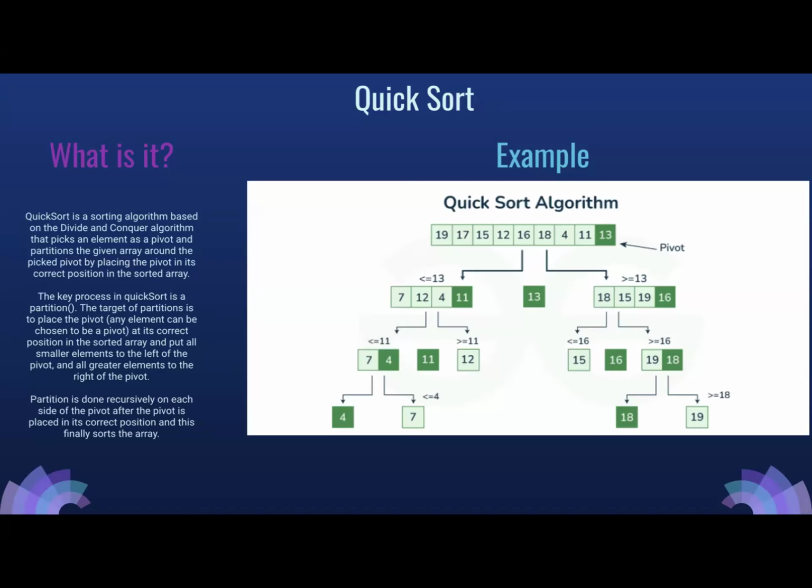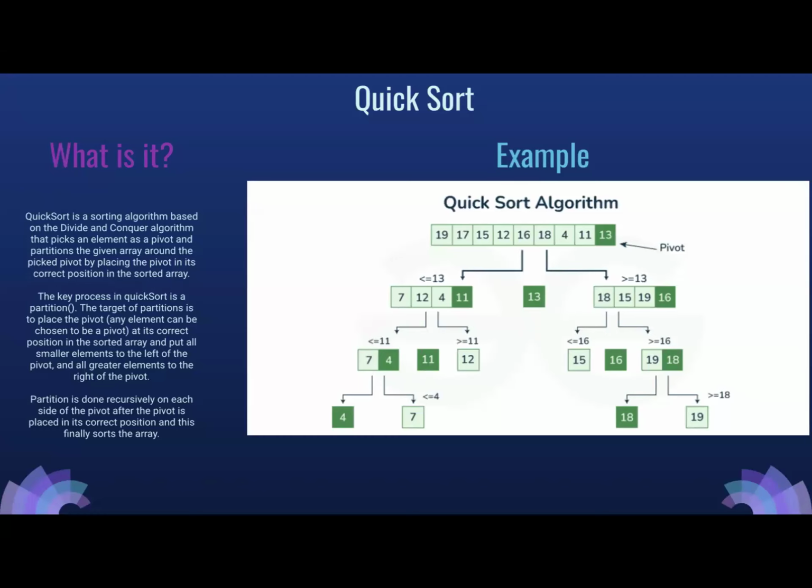The key process in quicksort is the partition. The target of partitions is to place the pivot, any element can be chosen as the pivot, at its correct position in the sorted array and put all the smaller elements to the left of the pivot and all greater elements to the right of that pivot. Partition is done recursively on each side of the pivot after the pivot is placed in its correct position, and this finally sorts the array.